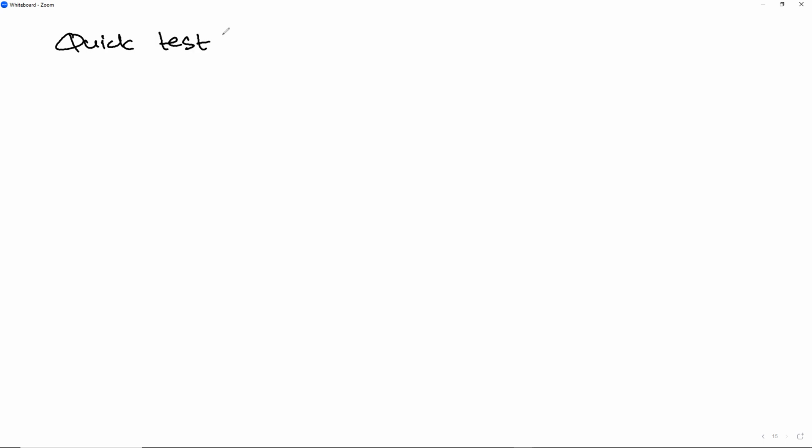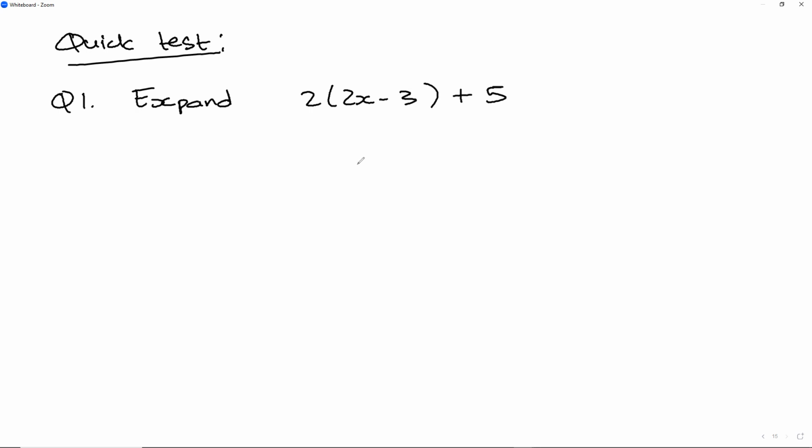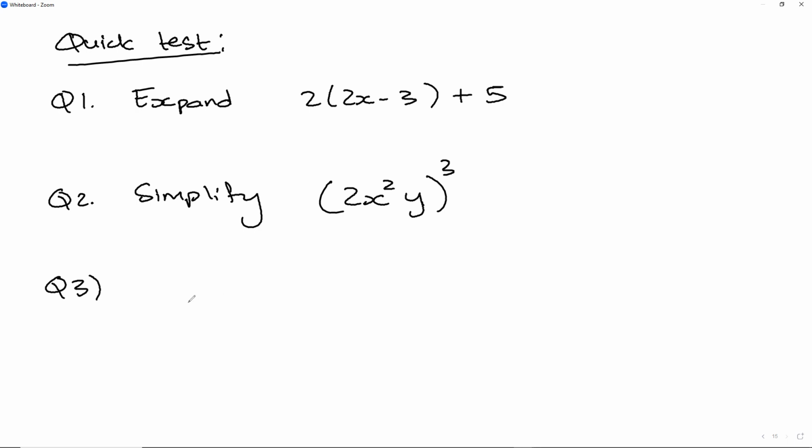Now let's see if we can do a quick test on all of them. Quick test to see if you can do randomly one from each. Okay, so question 1, expand the following: 2 bracket x, let's make it 2(x minus 3) plus 5. Question 2. Simplify 2x squared y cubed. Question 3.